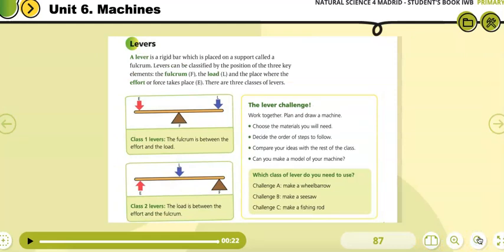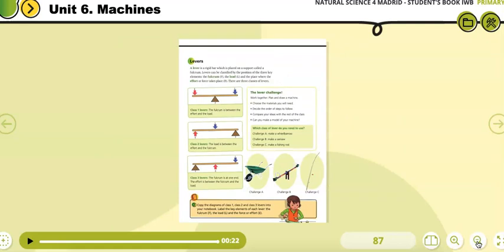For challenge A, make a wheelbarrow. What do we need to make a wheelbarrow? What parts, what objects? What do we need to make a seesaw? And what do we need to make a fishing rod? Good, class. Now I want you to brainstorm and come up with some ideas and different types of objects we need to make the different machines. Very good. Wheelbarrow, seesaw, fishing rod.